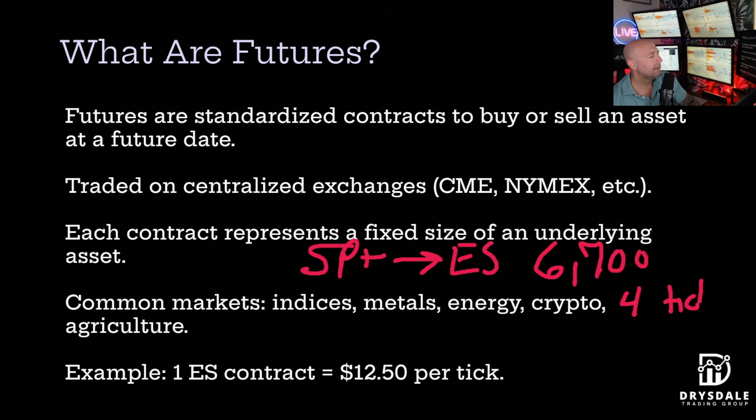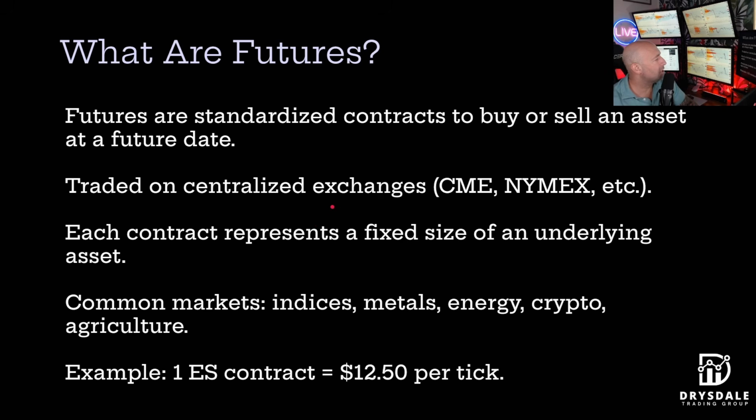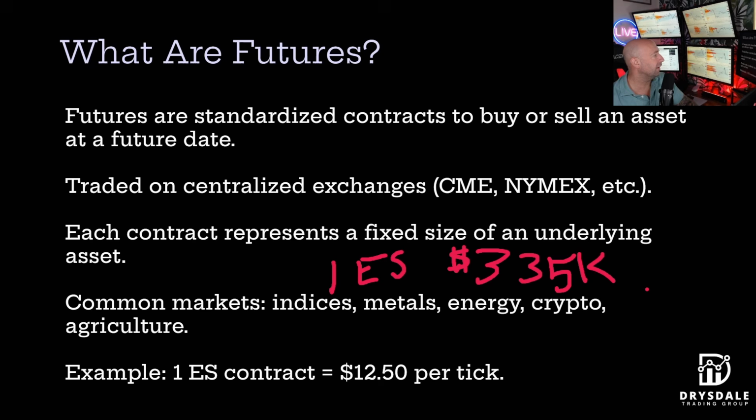a point, and there's $12.50 per tick. That means $50 per point, and then you multiply $50 by $6,700, and you get what is essentially the notional value of the contract you're trading. So just by trading one full-size ES mini, you're trading a position size of $335,000.